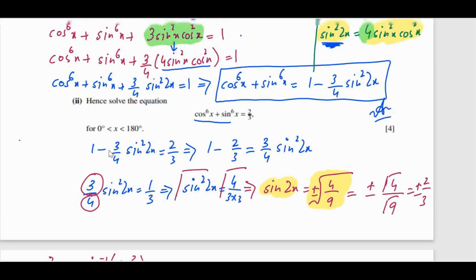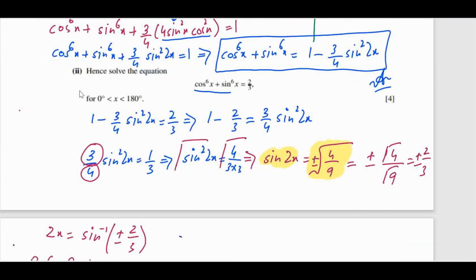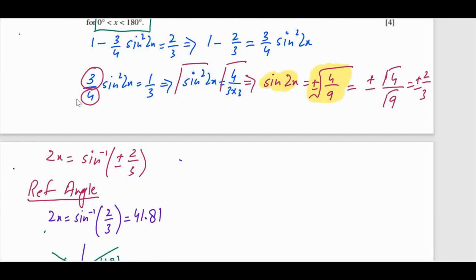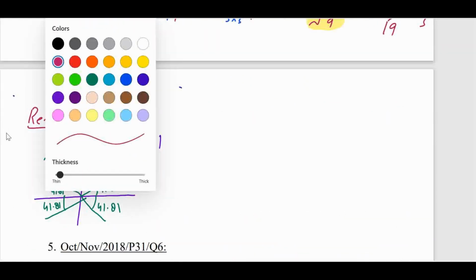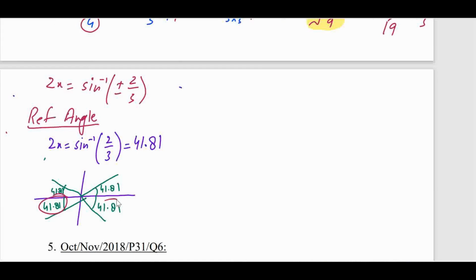But the important thing is we have to consider the range also. Here the range is from 0 to 180 degrees. So that is why we will ignore these two answers. So finally 2x will be equal to 41.81. Then the next one will be, okay, before ignoring this, just find it out and then finally decide which one you have to ignore and which one you don't need to ignore.